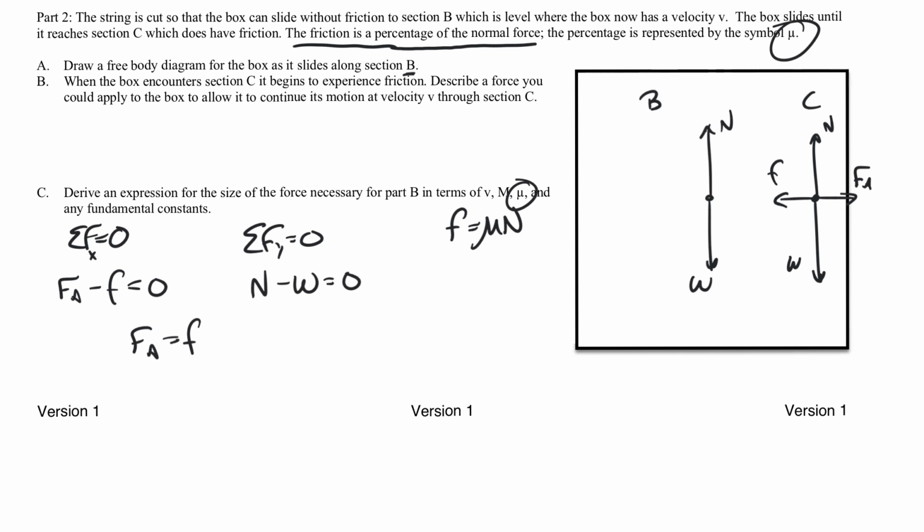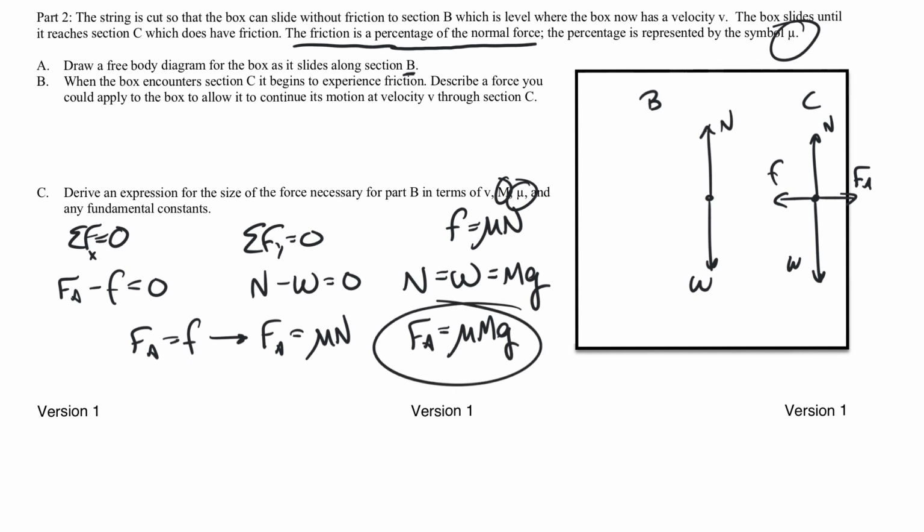So let's do substitution. The applied force equals mu times the normal force. However, I can't have normal force in my answer. But I can have M in my answer, and normal force equals weight. So normal force equals mg. That seems like a reasonable substitution. So my applied force will be mu mg. That's it.